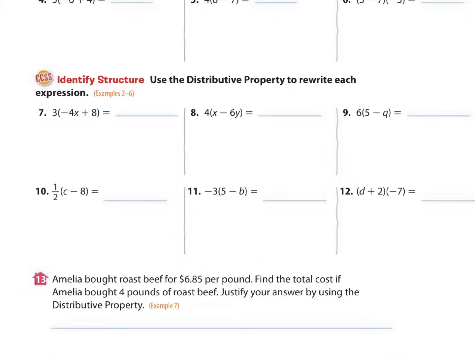Okay, so the next section here is to identify structure, use the distributive property to rewrite each expression. Looking at this section, I'm going to show you 2 examples, and I'm still going to use the area model. So let's do number 8 and number 10.